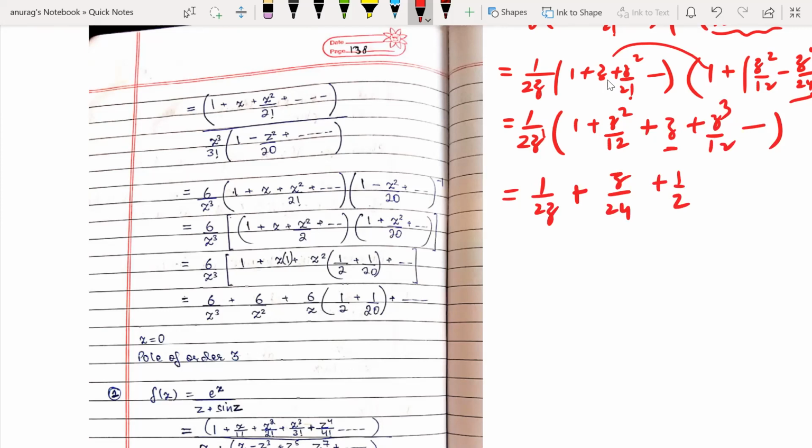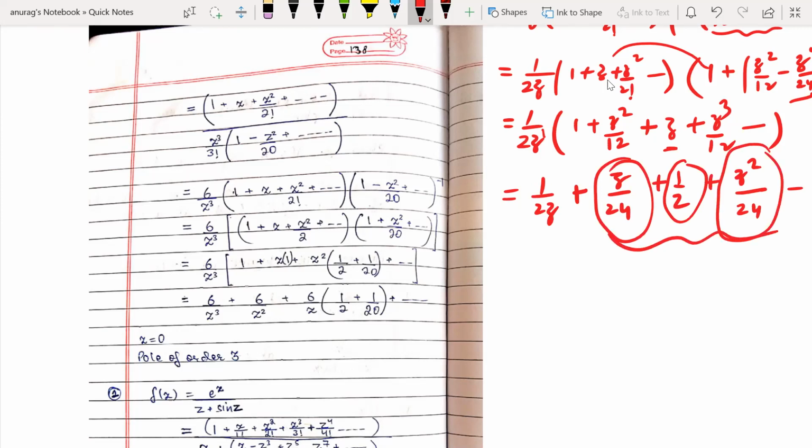Actually, you are getting 1 by 2 also, plus z square by 24 and so on. So this is a constant term, and here you are getting the positive power in z. So this is your analytic part. But here you are getting the negative part, and this is your principal part.